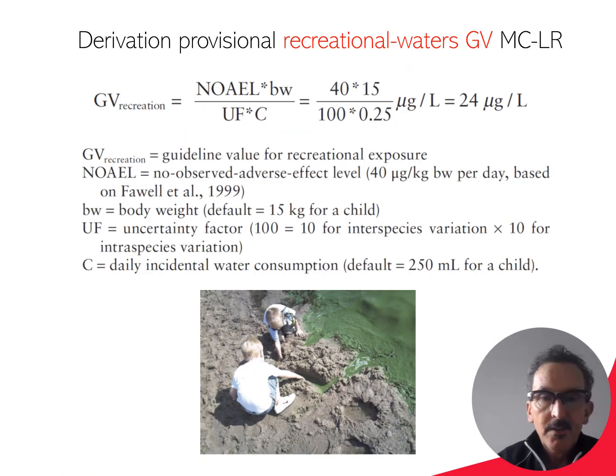Along similar lines, you can derive a guideline value for exposure through recreation, like swimming or surfing or canoeing. Same formula, the NOAEL of 40, body weight in this case is taken as 15 kilograms, because it's considered more likely that children are exposed to microcystins through recreation than adults, so 15 kilograms.